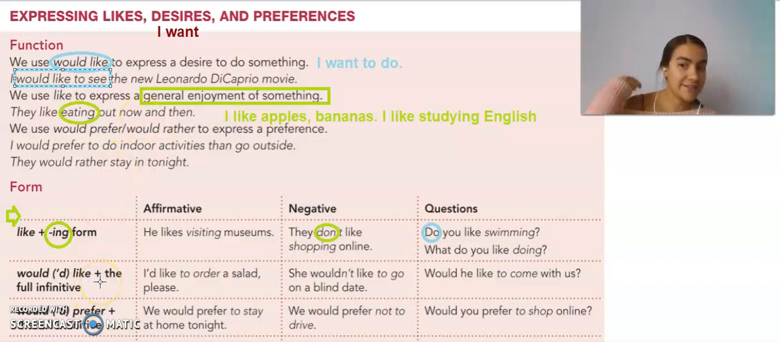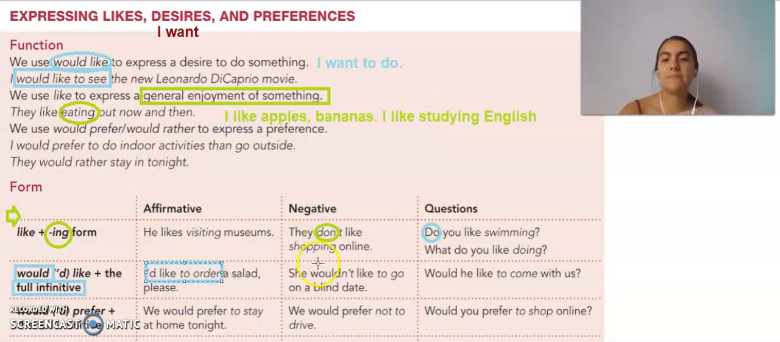So it's not something that you enjoy generally, but something that you want to do in the moment, okay? Pretty easy. What is the structure? The difficult part. After would like, I'm going to use the infinitive form. So this means to plus verb. For example, I would like to order a salad. If it is negative, of course, you wouldn't like to go on a blind date. Or if it is a question, would he like to come with us? To verb, it means infinitive.